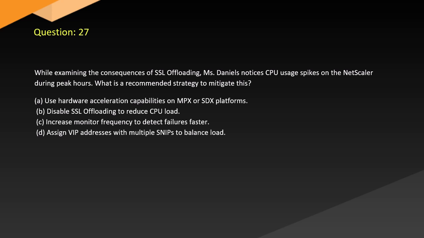Question 27. While examining the consequences of SSL flooding, Isa Daniels noticed that CPU usage spikes on the NetScaler during peak hours. What is a recommended strategy to mitigate this? A. Use hardware acceleration capabilities on MPX platforms. B. Disable SSL flooding to reduce CPU load. C. Increase monitor frequency to detect failures faster. D. Assign VIP addresses with multiple SNIPs to balance load.